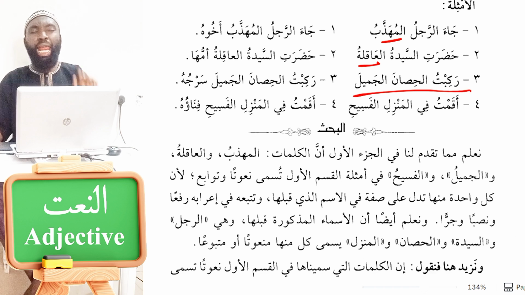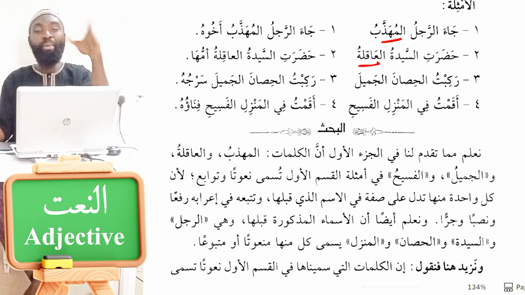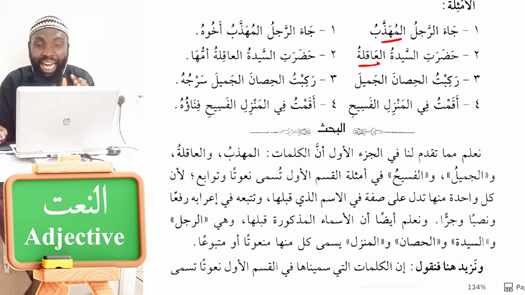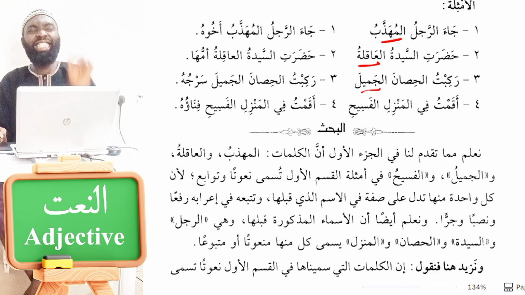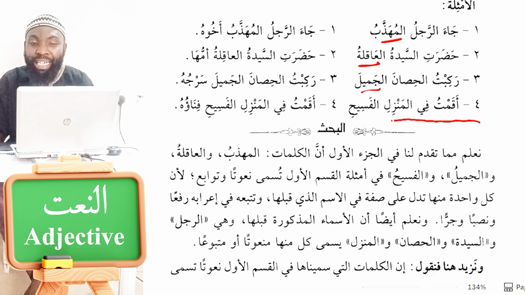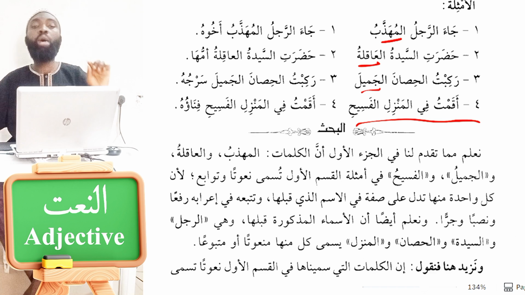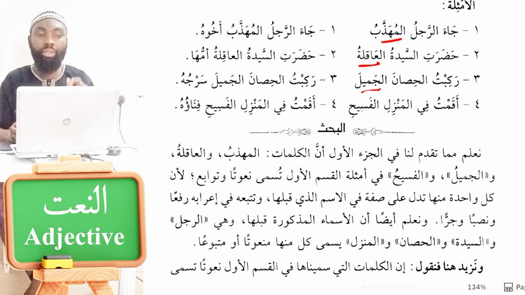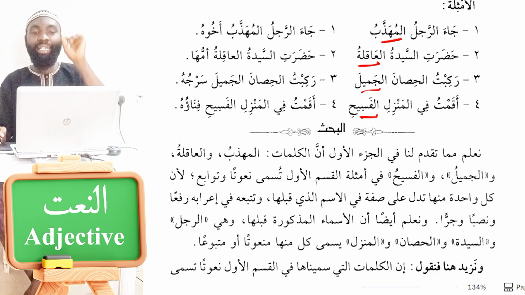Number 3, we have Raqibtul Hisan al-Jamila. I rode a beautiful horse. So the word al-Jamila here is the adjective qualifying al-Hisan. That is okay. Number 4, we have Aqamtu fil manzil al-Fasih. I stayed in a very spacious house. So al-Fasih, spacious house. Spacious, can you see it? Good. So al-Fasih is the adjective.